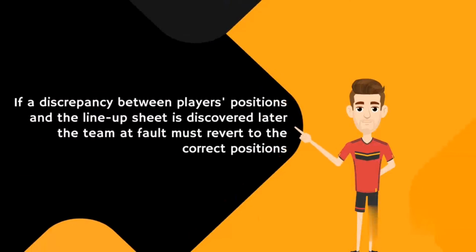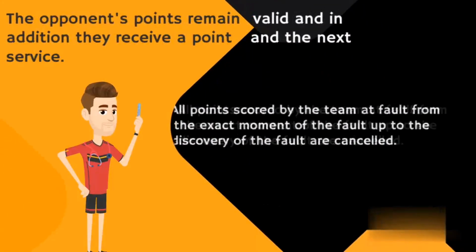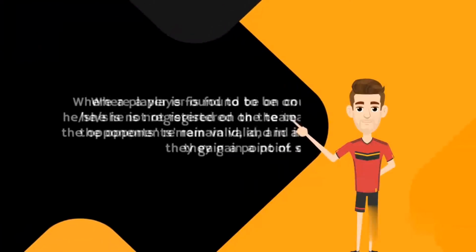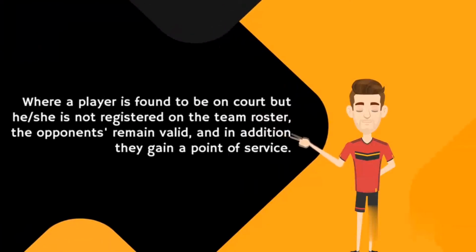If a discrepancy between players' positions and the lineup sheet is discovered later, the team at fault must revert to the correct positions. The opponent's points remain valid, and in addition, they receive a point in the next service. All points scored by the team at fault from the exact moment of the fault up to the discovery of the fault are cancelled. Where a player is found to be on court but is not registered on the team roster, the opponent's points remain valid, and in addition, they gain a point and service.